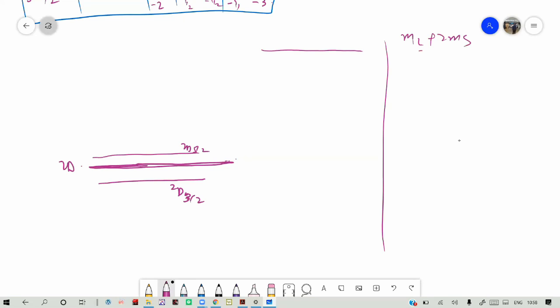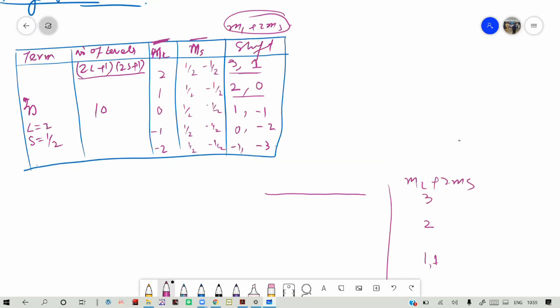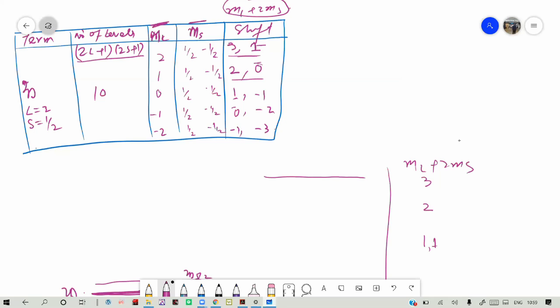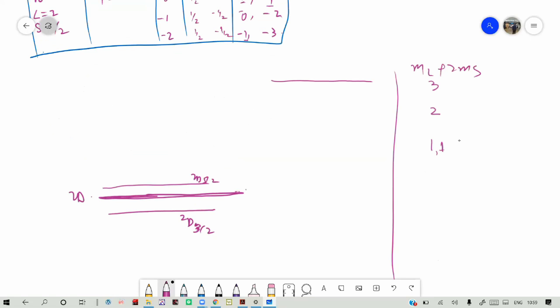So what is it? It is 3, 2, 1. 1 is there 2 times. See here, 1, 1. 0, 0, these are 2 times. There are no other values which are the same. These are the only values which are same. So that's why I'm writing 1, 1. Minus 1 is also there twice. So 1, 1, we have 0, 0, we have minus 1, minus 1, we have minus 2 and minus 3. Is it okay? Yes, sir.